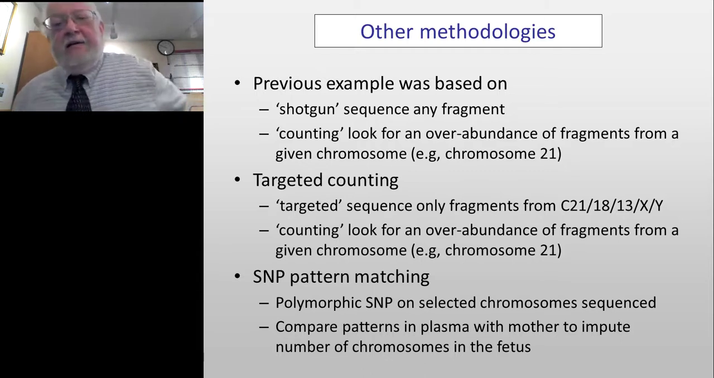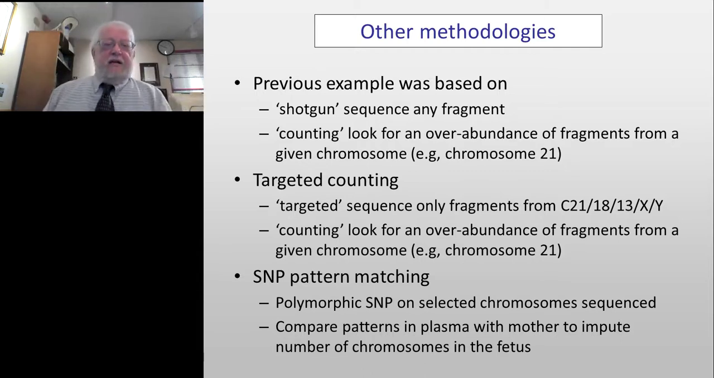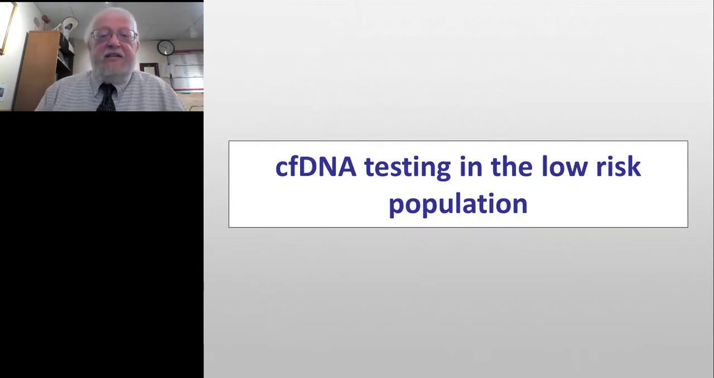So now we'll look at testing in the low-risk population, because testing in the high-risk population started being recommended back in 2012, once ACOG and others found out that the testing actually is reliable. There are some false negatives. There are a few false positives, but very, very few.